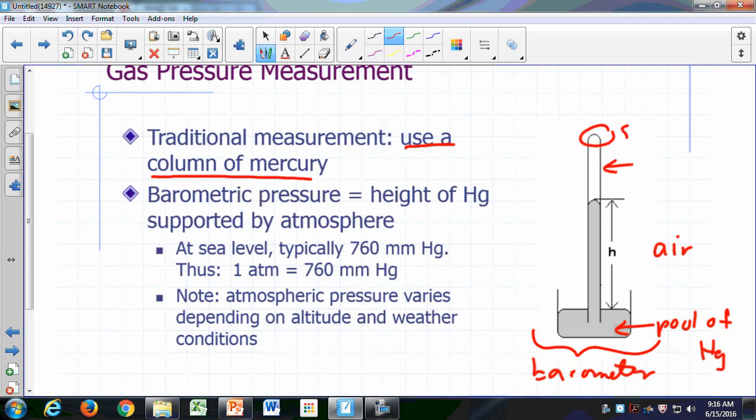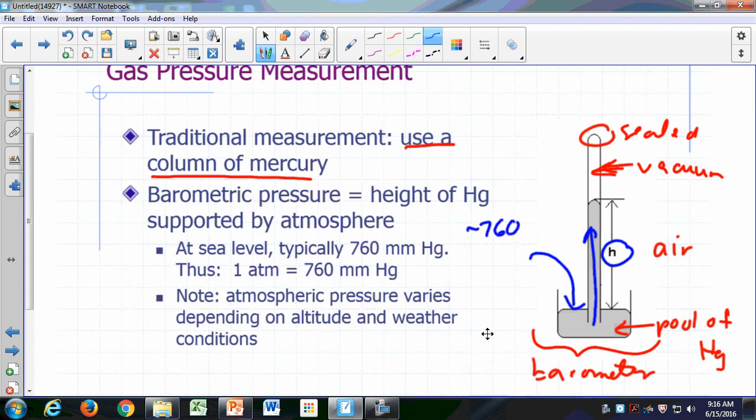So this is sealed, okay? And up here, you have a vacuum. That means no molecules there. No air, no nothing, okay? And if you invert that vacuum tube into this pool of mercury, what happens is the air will push that mercury up the column. And typically, the height that will be supported by the atmosphere would be around 760 millimeters or 76 centimeters, approximately, depending on where you are and what the weather condition is.